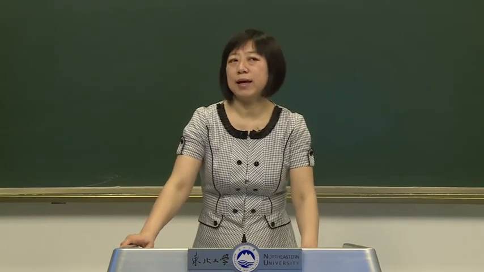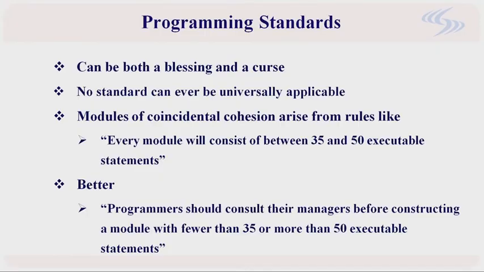Next, let's discuss programming standards. Programming standards can be both a blessing and a curse. Actually, no standard can ever be universally applicable. Examples of coincidental coherence arise from rules like every module will consist of between 35 and 50 executable statements. If the programmers have to follow these rules for every module, sometimes coincidental coherence will arise.